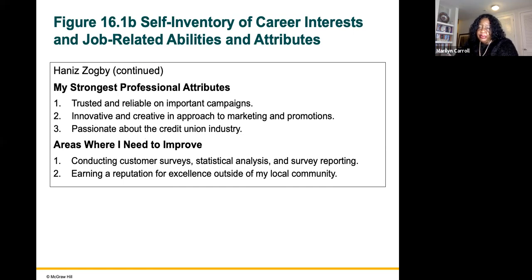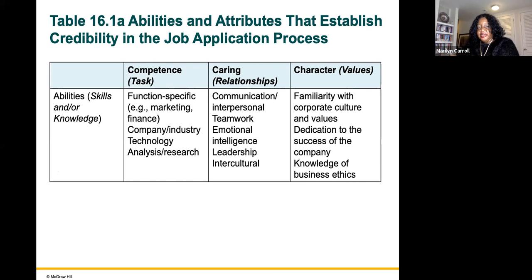Areas where I need to improve, everybody needs to improve somewhere, so remember that: conducting customer surveys, statistical analysis, and survey reporting, and earning a reputation for excellence outside of my local community. So let's look at this.